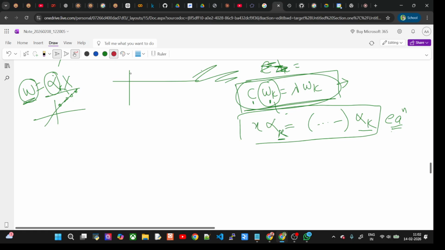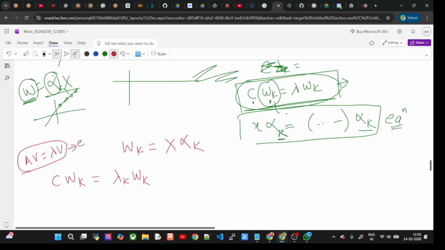Now you understood that wk equals capital X into alpha k. That is the equation we have. Since these two equations keep repeating, I will write them once again. Lambda k into wk: this is what we know, that Av equals lambda v, the eigen equation. In our case, C wk is equal to lambda into wk.